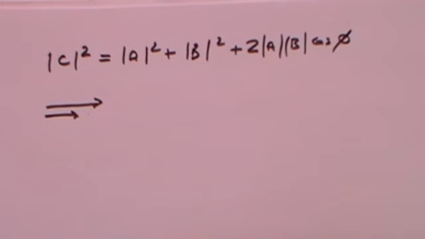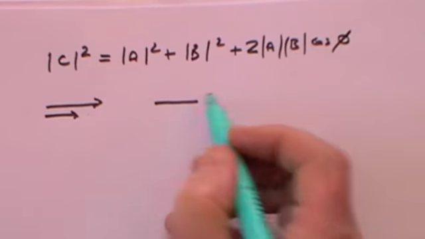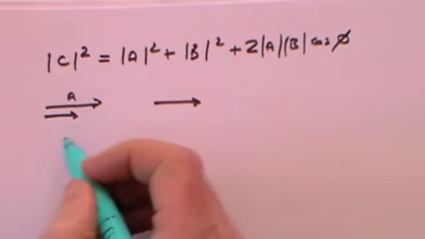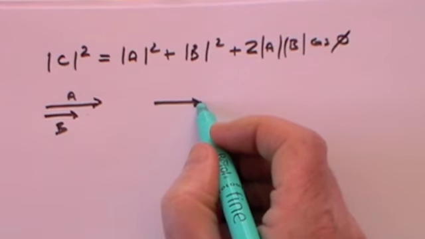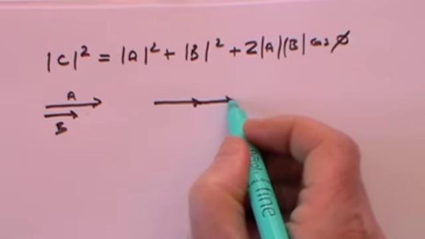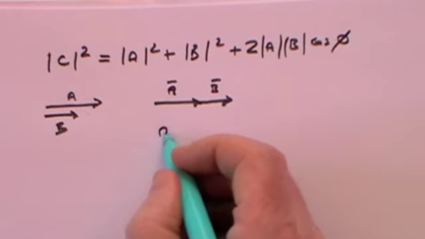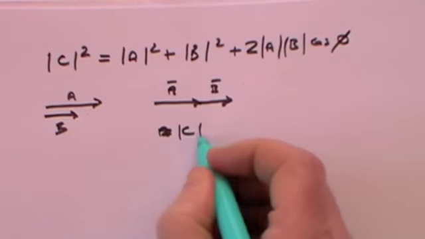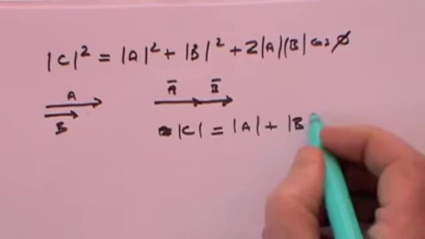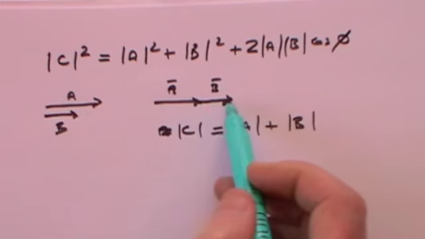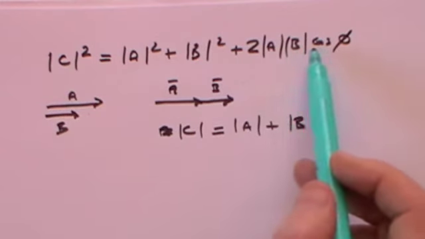Well, if you do it graphically, you would say the rule is tip to tail. So you draw the first vector, let's say that's A, and that's B. You draw the first vector A, and then tip to tail, you draw the second vector B. And the modulus of the resultant, C, is pretty obviously going to be the modulus of A plus the modulus of B. It's just the length of A plus the length of B, because they're in a straight line. Does that work from this formula?